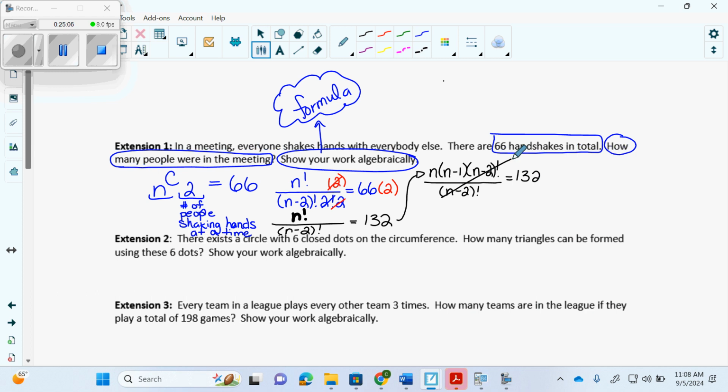The n minus 2 factorials cancel, and then I distribute. So I get n squared minus n. And then I move my 132 over: minus 132 equals 0. And then I say, what times what equals negative 132? What plus what equals negative 1? Negative 12 and 11.